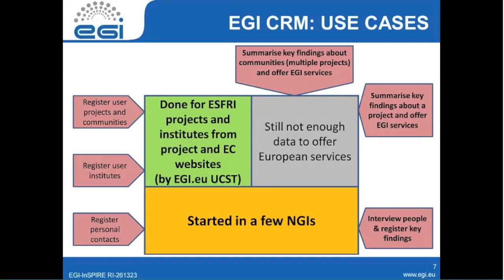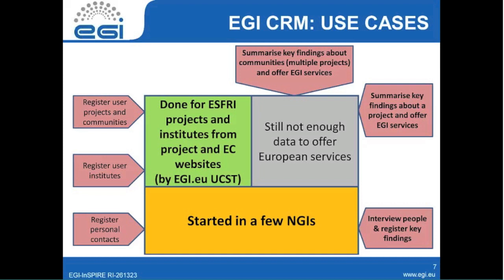What we have done so far is, besides setting up the core system, the CRM system, to record this information, the user community support team of EGI.eu kick-started this whole information gathering process by recording the institutes and the projects that are involved in the S3 roadmap of Europe. This S3 roadmap includes 30 or 40 something research infrastructures that are envisaged in Europe as the key research infrastructures of the future.